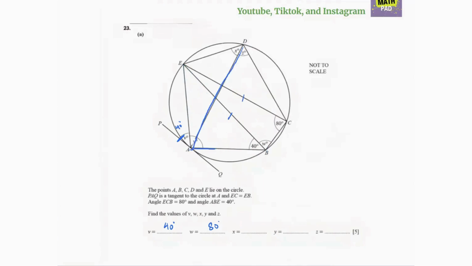If you notice, this is a cyclic quadrilateral. All four vertices are touching the circumference. So opposite angles add up to 180, which means Z plus 40 plus W is 180. So we know W, that's 80. That's going to be 180 minus 120, and Z is 60 degrees.